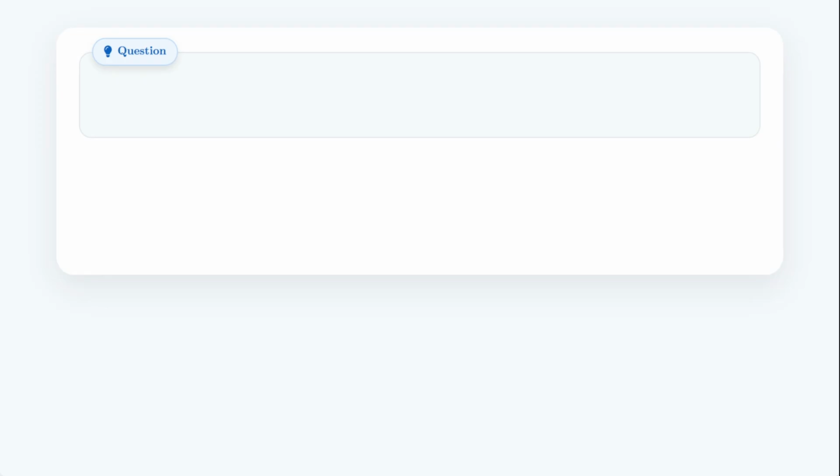Hello. Welcome to today's physics session. Today, we are going to master a very important exam topic, electric power and resistivity. Grab your notebook and let's decode this step by step.